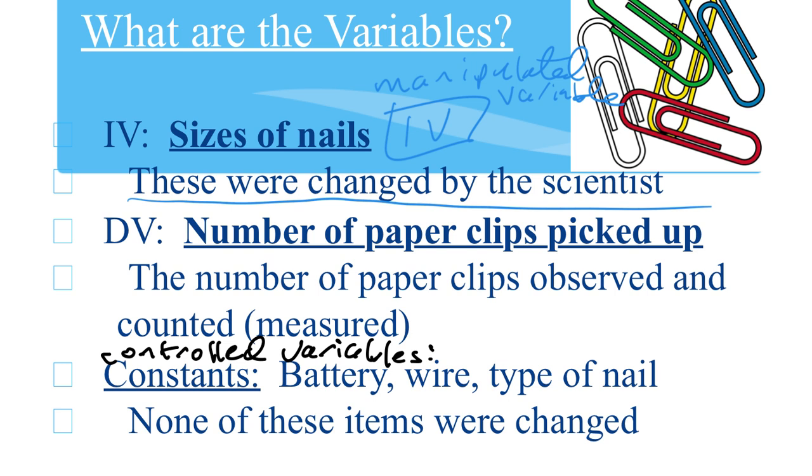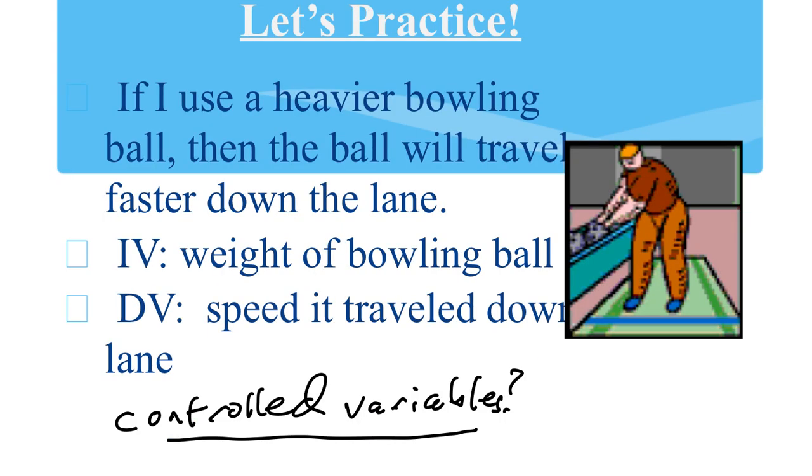Okay, so controlled variables: the voltage of the battery, the type of wire, the length of the wire, the material of the nail. None of these were changed. It was just the size of the nail that was changed. So you can see there's a hypothesis here.